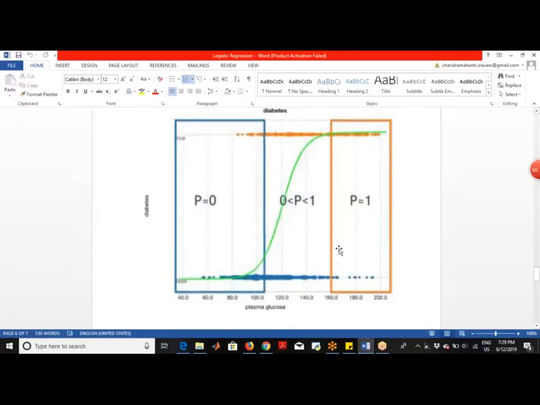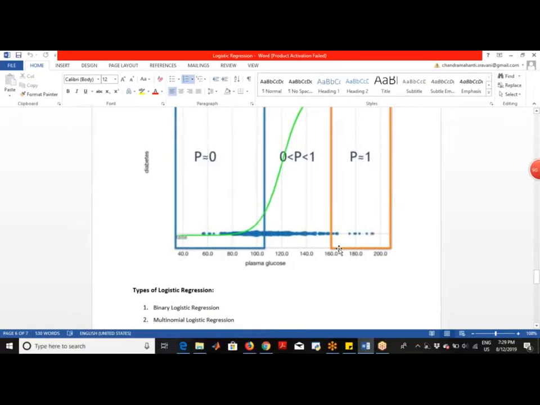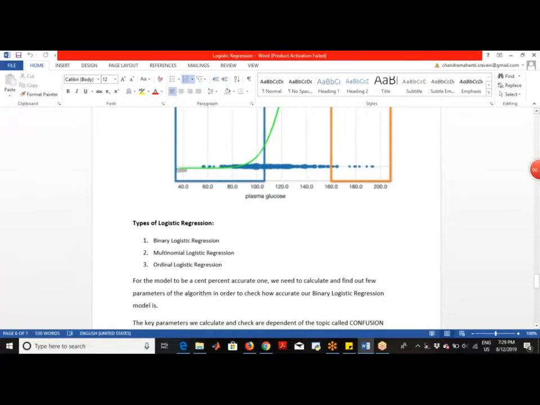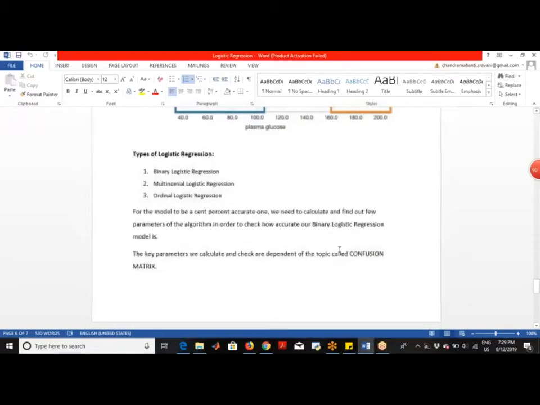Okay, so we'll see an example at the end of the session. Basically, logistic regression is of three types: binary, which we have discussed right now, and the others are multinomial and ordinal. So what we explained above comes under binary logistic regression.